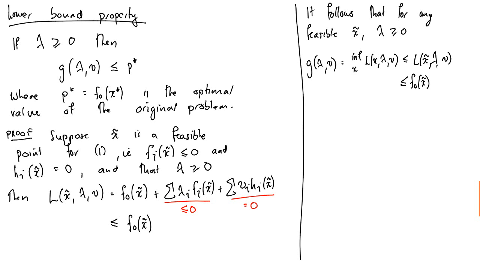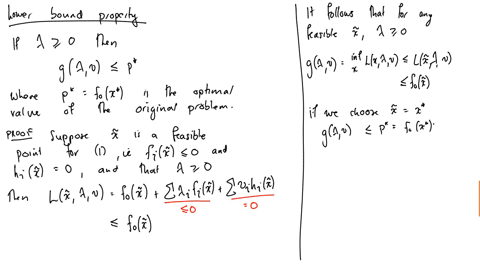And what else can we say? If we just choose x tilde equals x star, then g of lambda and nu is less than or equal to p star equals f naught of x star. And that's all we needed. So basically, one useful property of our dual is that if we plug in some lambdas and nus, then we get a value which is a lower bound on our objective.